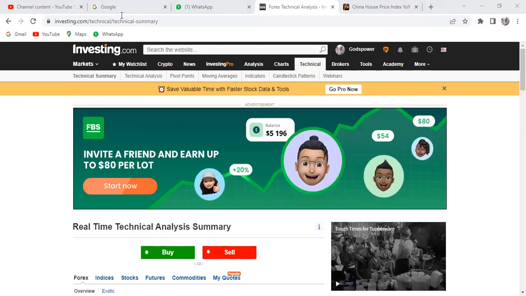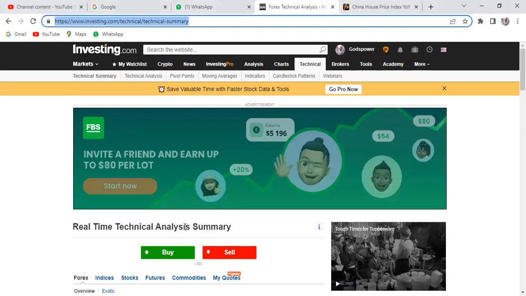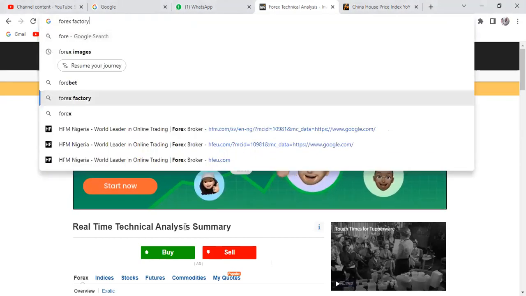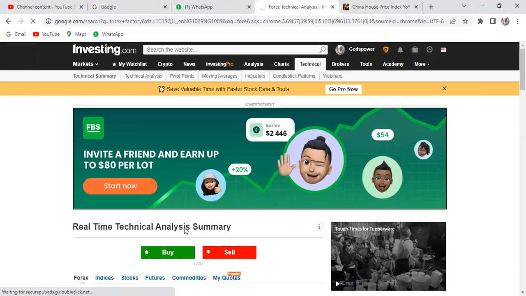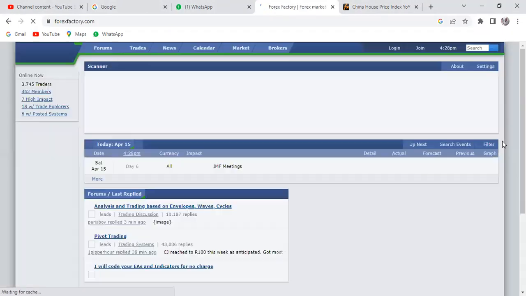The next one I'd like to talk about is Forex Factory. People don't usually use it, but some people still do anyway. Forex Factory is just a website you use to check for the headlines. I majorly use Forex Factory for the headlines of news. Look at the headlines.